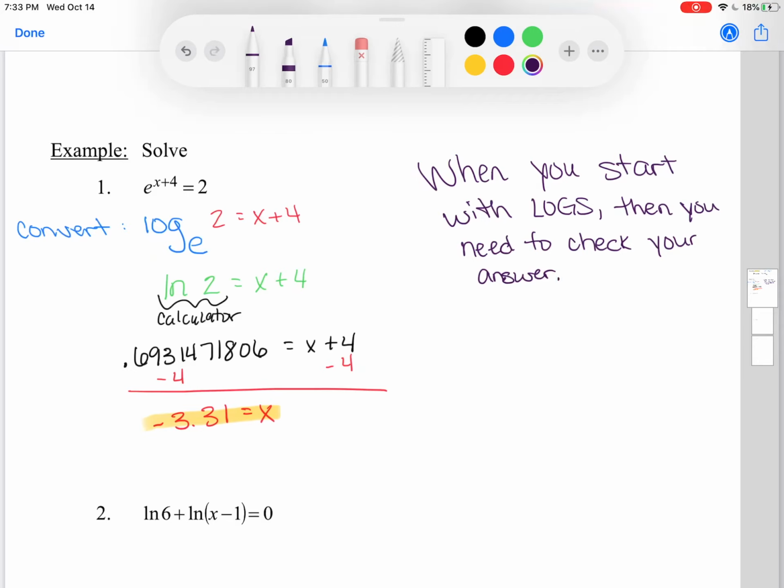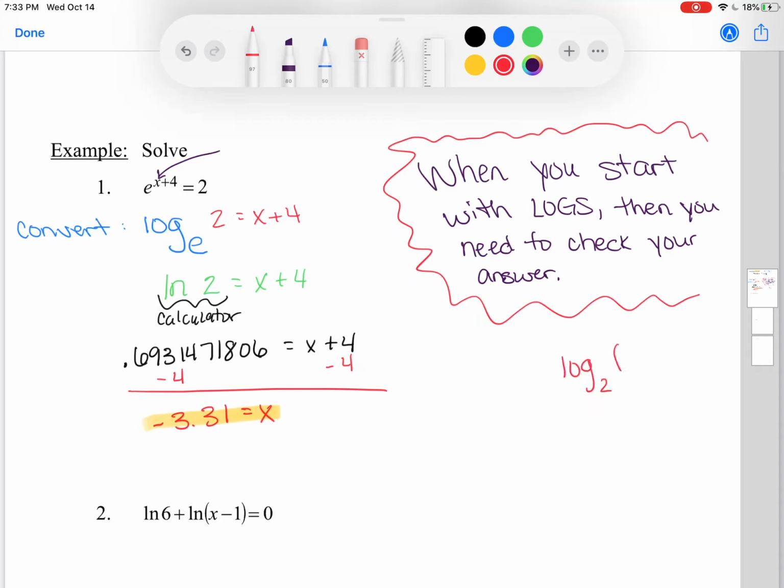Okay, and by check, I mean we have to take that value and plug it back in. We don't have to check this negative 3.31 in this function, because negative 3.31 is going to end up in the exponent, and we're allowed to have zeros and negatives for our exponents. So that rule doesn't apply. It only applies when I start with logs.